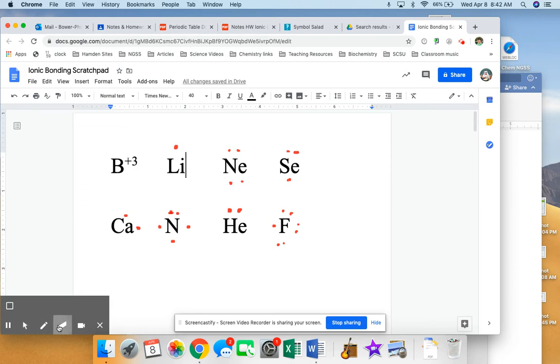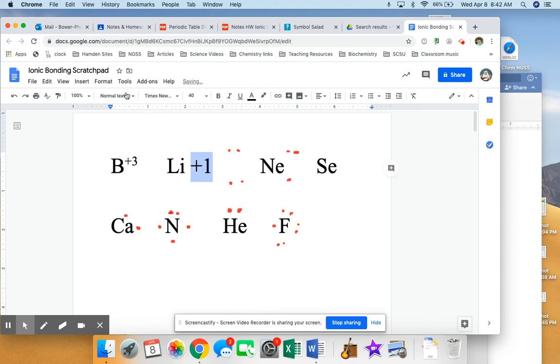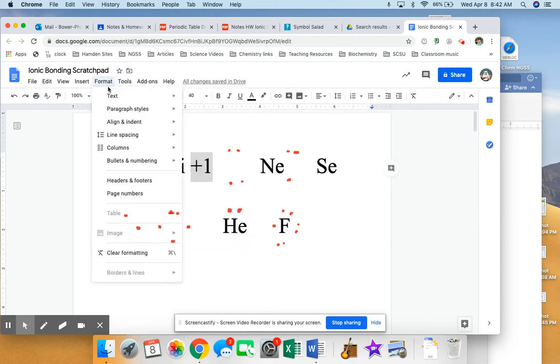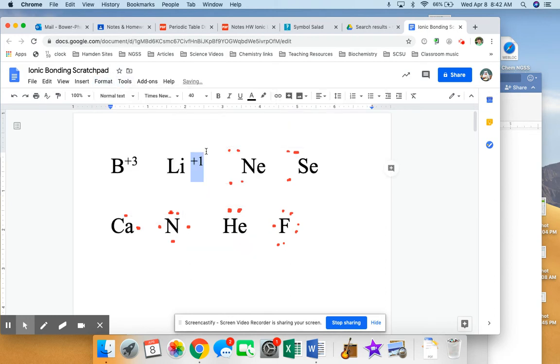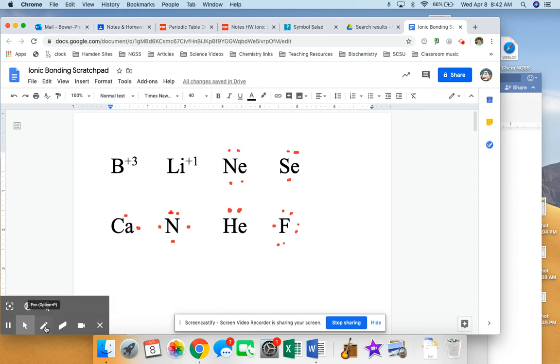Li just has 1 that it wants to lose. So after it loses that 1 electron, now it's going to have a +1 charge. And again, I can make that into a superscript by doing format, text, superscript. Li has a +1 now. Neon over here had 8. It does not want to have any more than those 8. I'm going to draw its 8 back in.